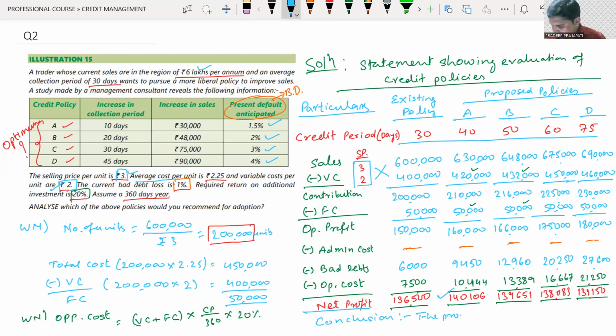Conclusion: the proposed policy A is optimum or better. You can write anything. Proposed policy A is optimum. Your answer is proposed policy A. So that's it in this question.